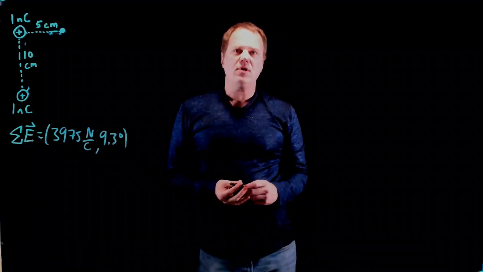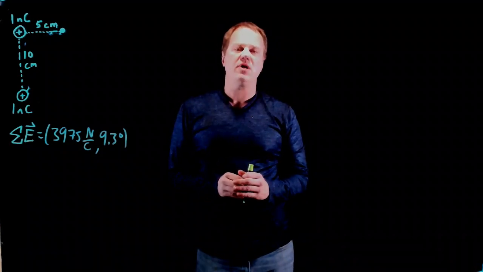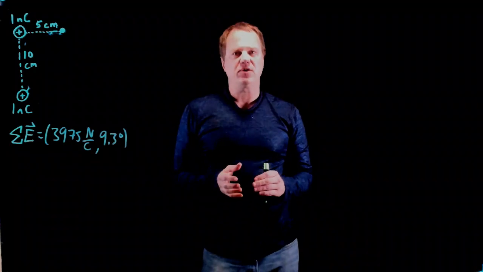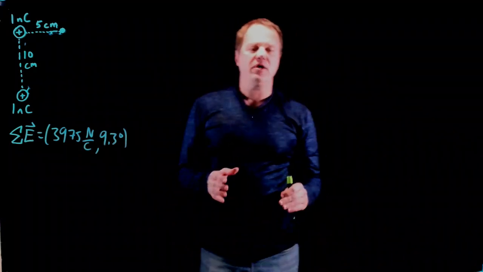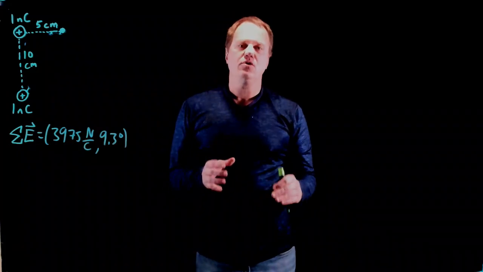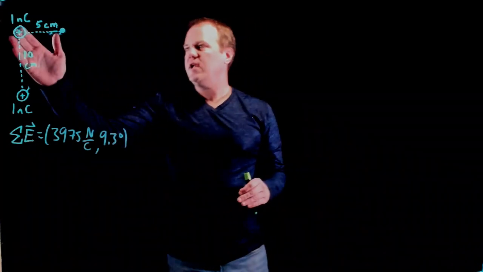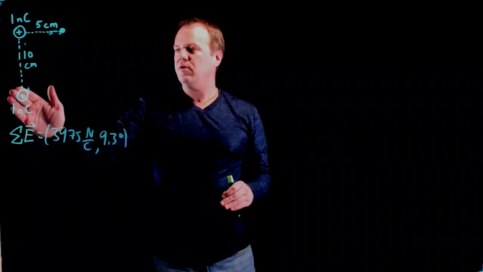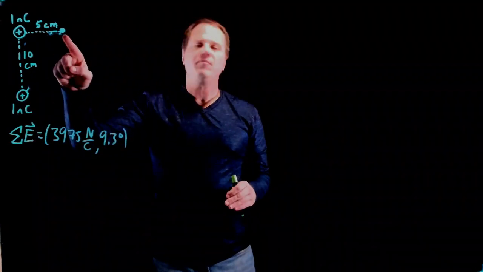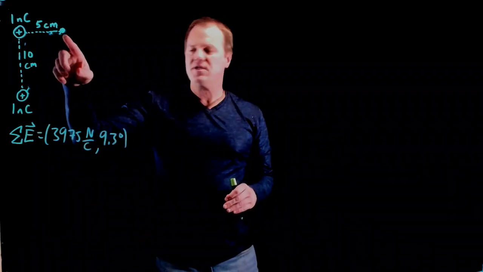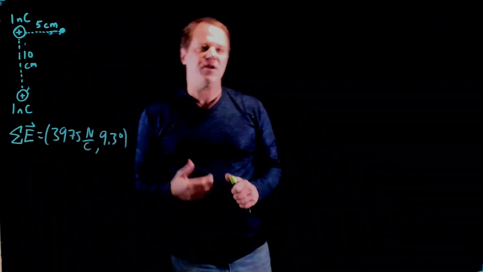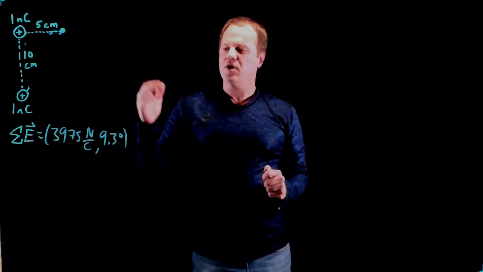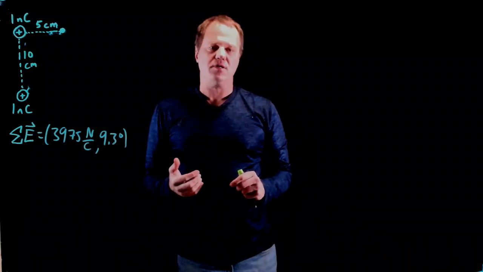Hi, I'm going to show you how to calculate the force on a charged particle in an electric field. In another video, I showed how to calculate the electric field due to point charges. So I have a 1 nanocoulomb charge here, a 1 nanocoulomb charge here, and then at this arbitrary point in space, I determined that the electric field is 3,975 newtons per coulomb in a direction of 9.3 degrees.